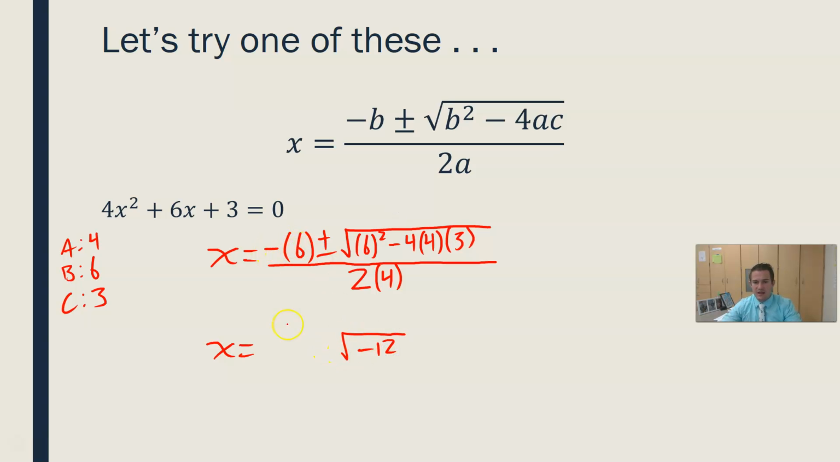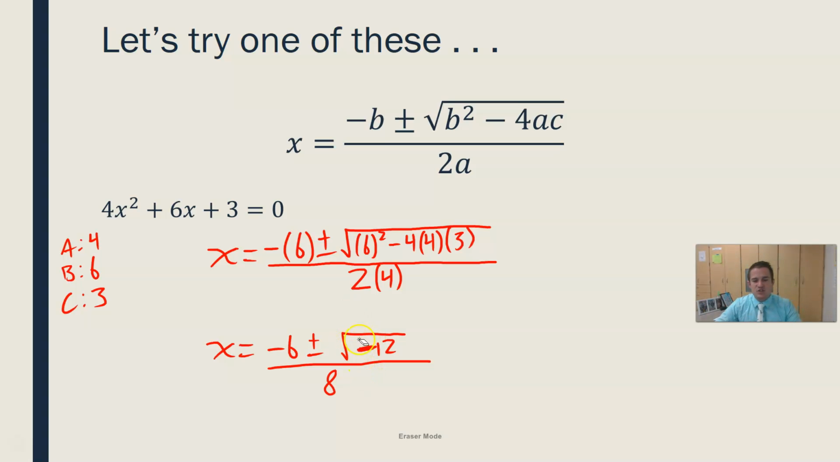Then out here I have negative parentheses 6, which is just negative 6, plus or minus the square root of negative 12, all over, and 2 times 4 was 8. Okay, so the only difference between this problem and some that we did in 10.5 is that now I have a negative underneath the square root. Beforehand I could just type this straight into my calculator and I'd be done. But this negative underneath the square root, I can't type that in my calculator, so what am I going to do here? What's going to happen?